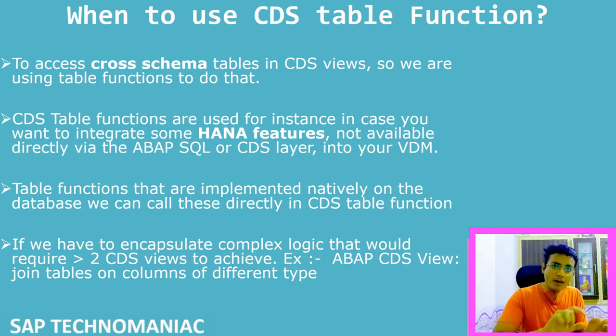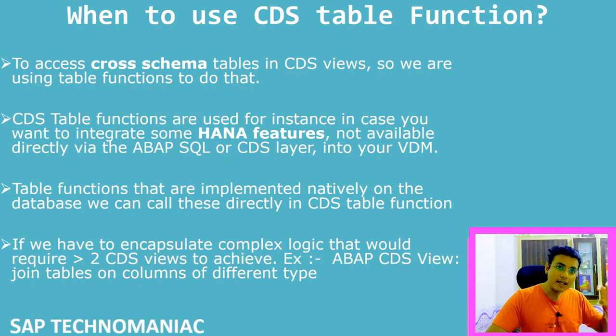We are not able to put that ON condition in the CDS view. For that, we have to convert, but in that ON condition we can't directly use CAST as well. If you want to convert raw to character type, we can't use the functions in the ON condition. That is another CDS limitation. So to overcome this limitation, we can use the CDS table function, because in the CDS table function we can convert in the SQL.